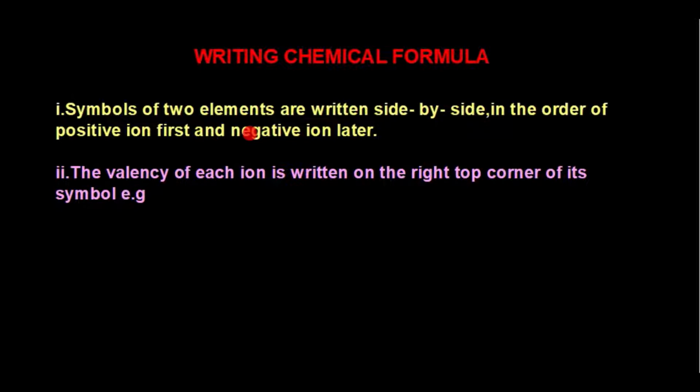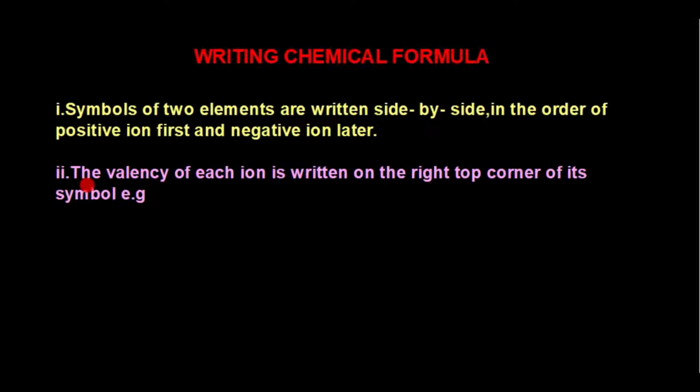The first step is: the symbols of two elements are written side by side in the order of positive ion first and negative ion later. It means if we write the chemical formula of a compound, first of all we will write the positive ion and then we will write the negative ion.